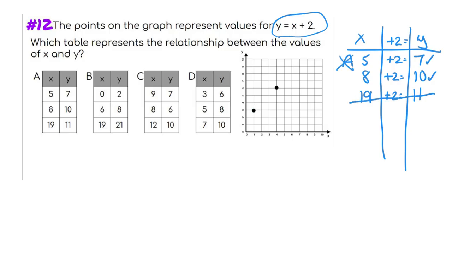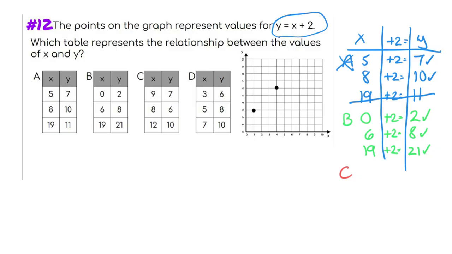Answer choice B starts with 0 and 2. 0 plus 2 does equal 2. 6 and 8. 6 plus 2 equals 8. 19 and 21, 19 plus 2 equals 21. That one looks good too. So B looks really good. Let's see if we can get rid of those last two.